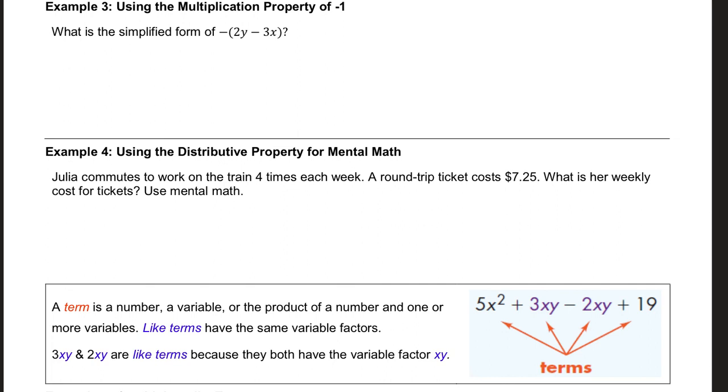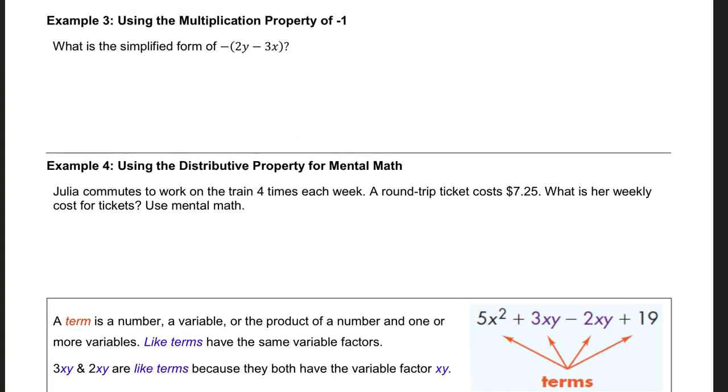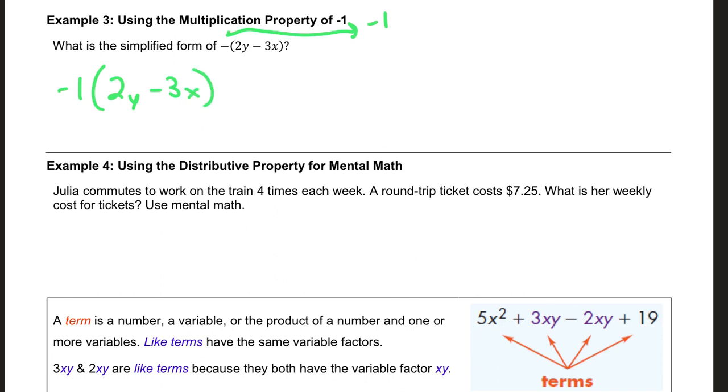So moving ahead, we're going to use the multiplication property of -1, and it's a very simple concept. It's understanding that if I have just a negative sign multiplied by a quantity in parentheses, I treat this as -1, okay? So it's like I'm distributing -1 through that expression. So when I do that, I multiply -1 by 2y, that just becomes -2y. I multiply -1 by -3x, that becomes positive 3x.